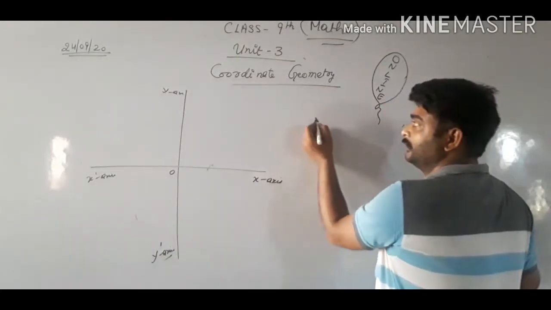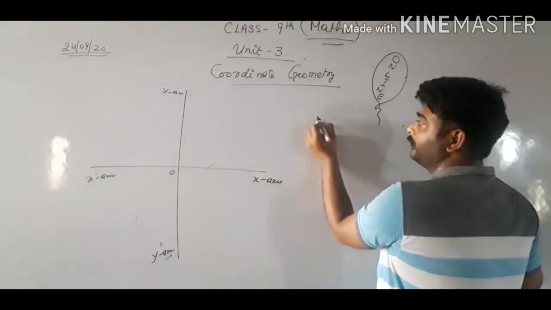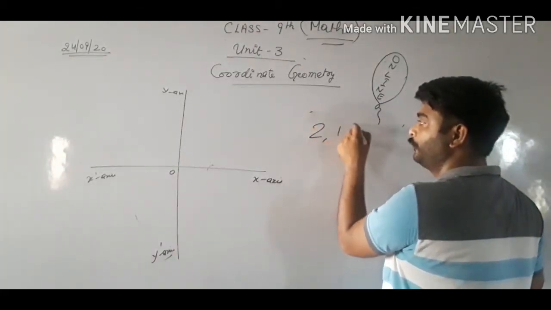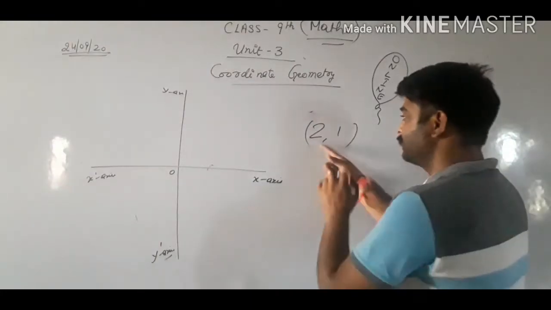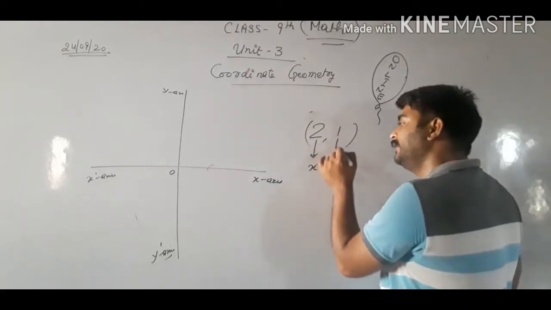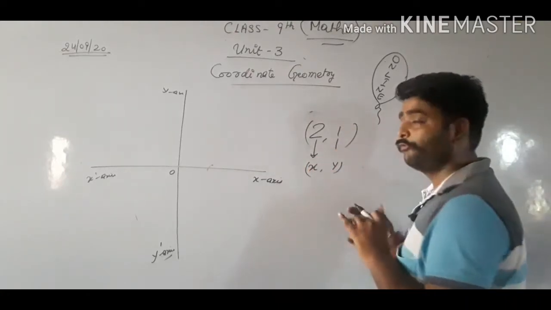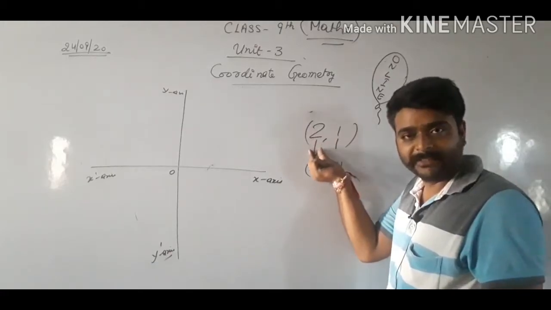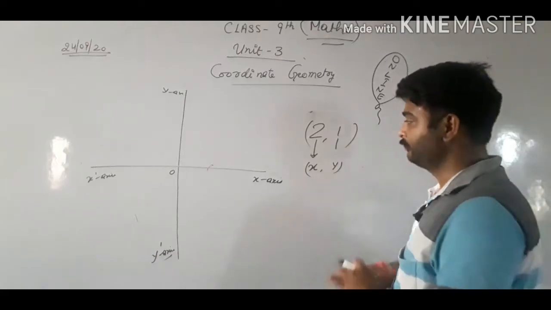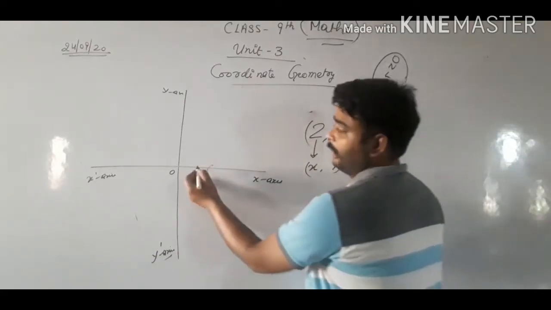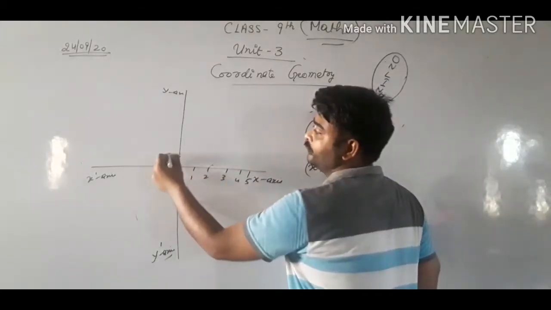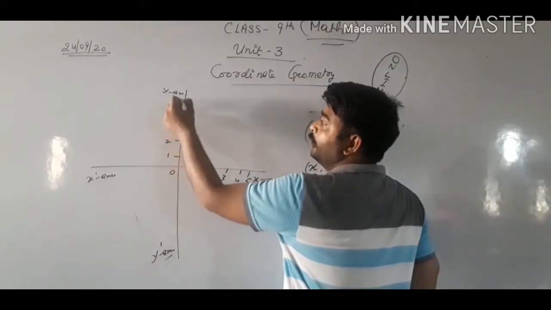Now class, you are already familiar with the term 2 comma 1. I am writing 2 comma 1. So class, 2 is always the point on the x-axis and 1 is always the point on the y-axis, meaning the first position is always reserved for the x-axis and the second position is always reserved for the y-axis. Any doubt till here? Now class, we will place this point on the graph. I will mark 1, 2, 3, 4, 5.